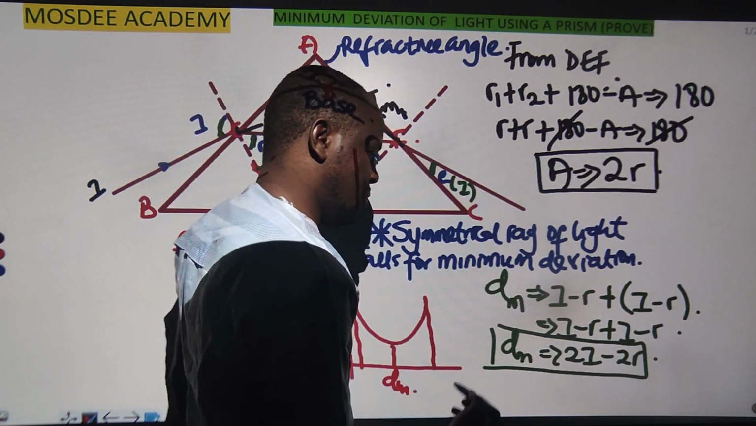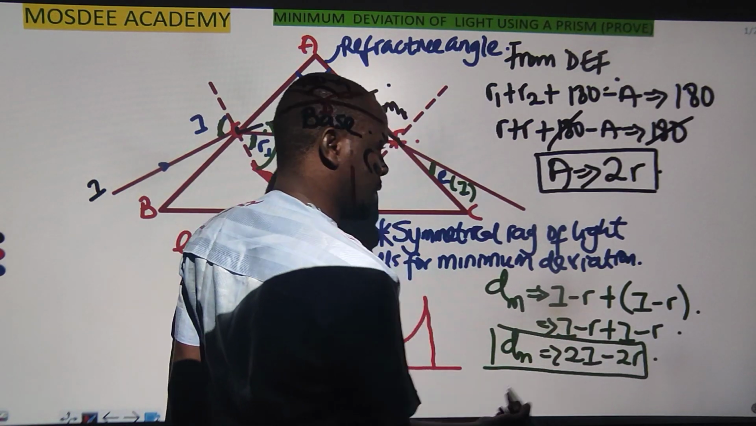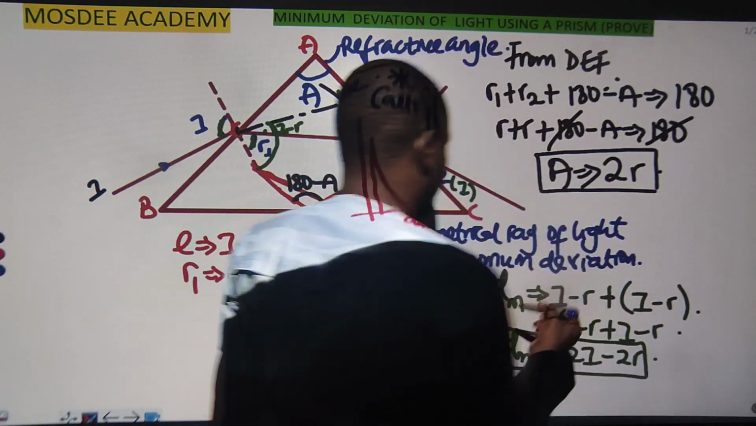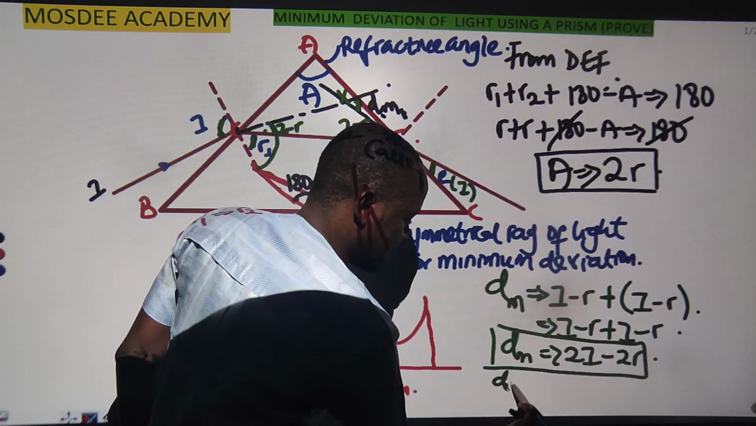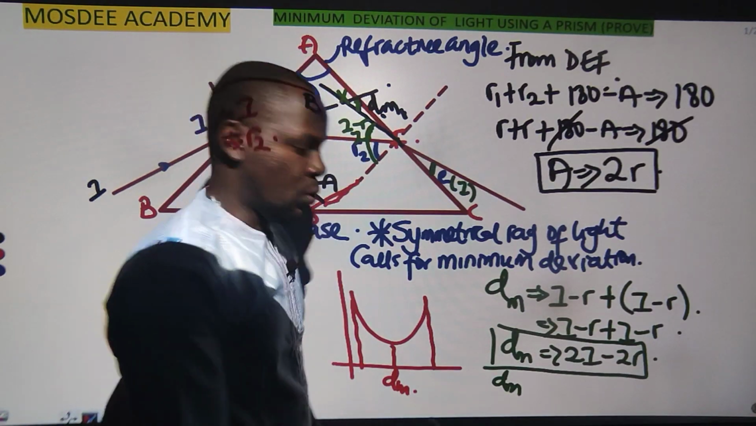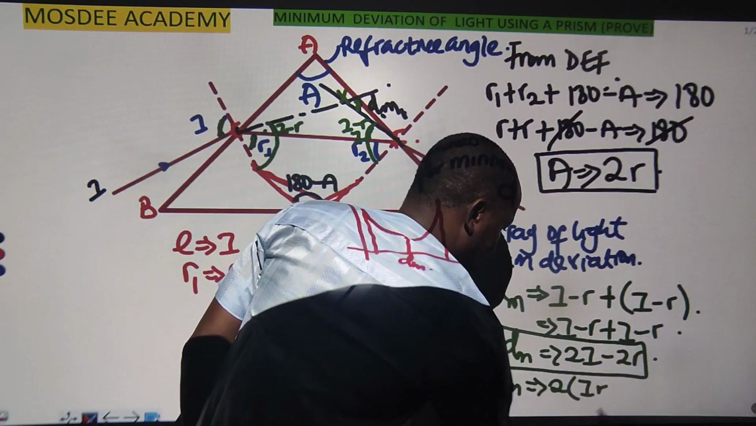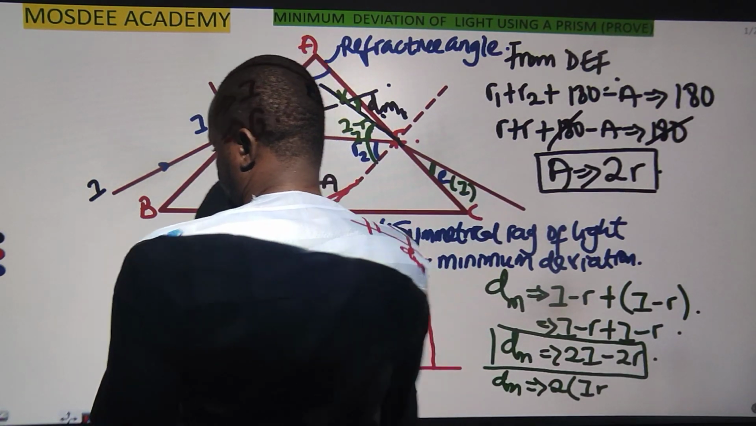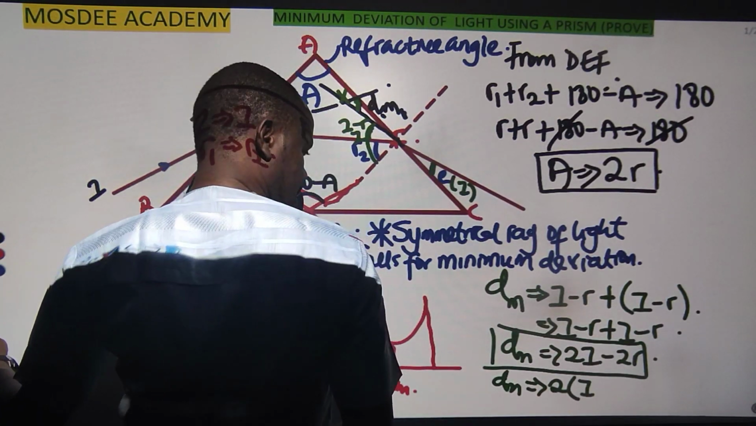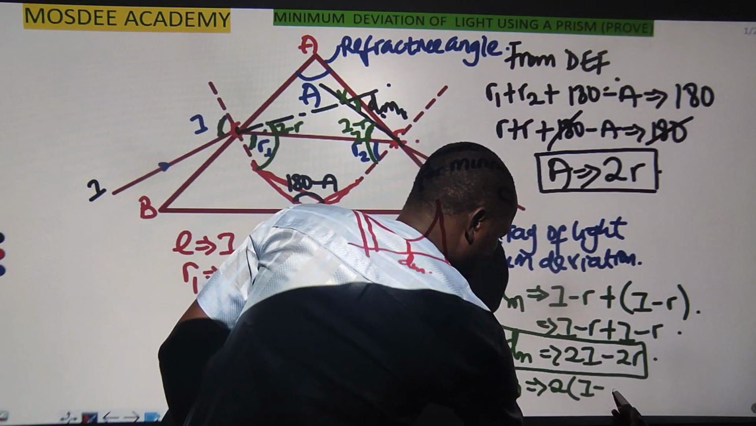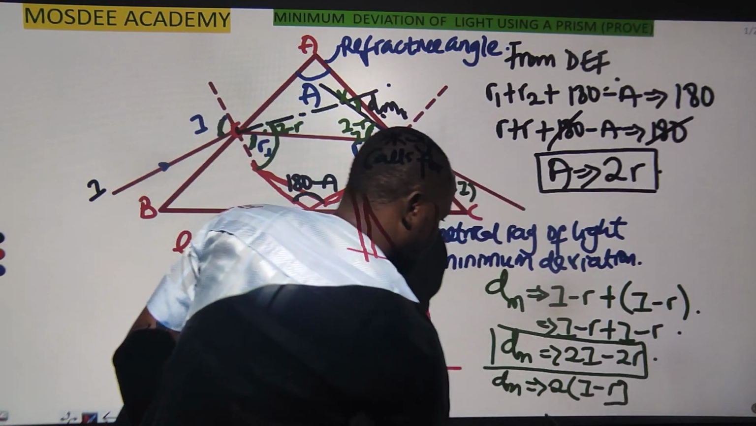I hope you can follow. You guys are getting it. I can say therefore from here, permit me to write here that DM is equal to 2 open bracket I minus R. Another person can know this formula.